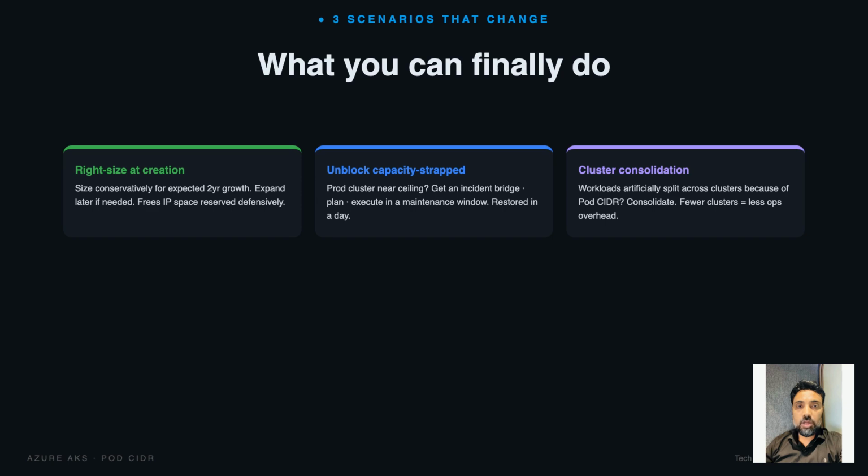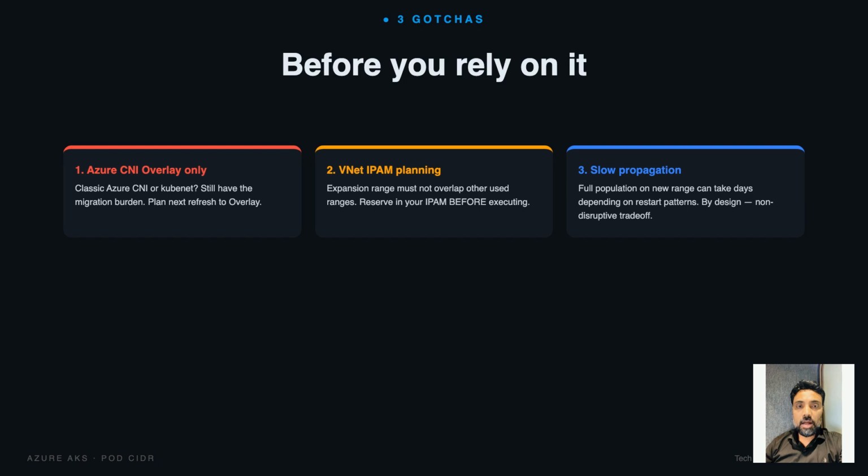3 practical moves. Move 1. If you have an AKS cluster with Pod CIDR sizing that has been on your risk register for more than 6 months, plan the expansion this month. This is now a low risk operation compared to what it was before.